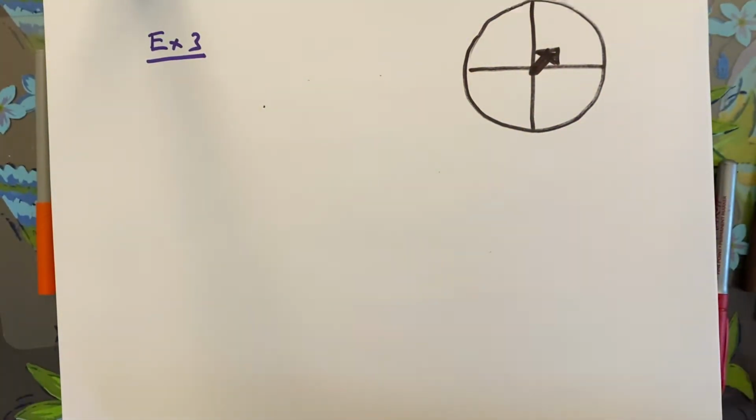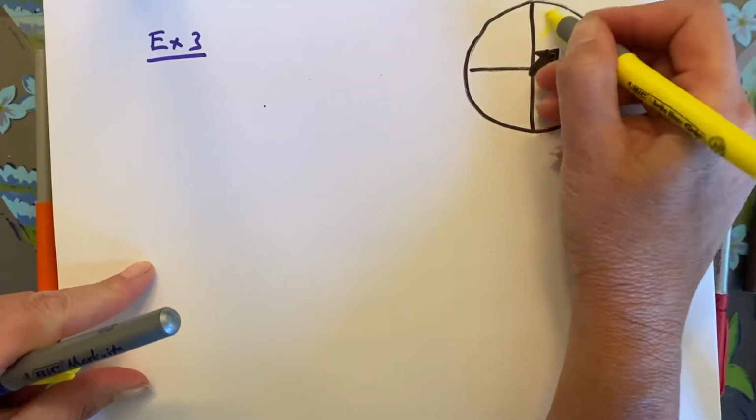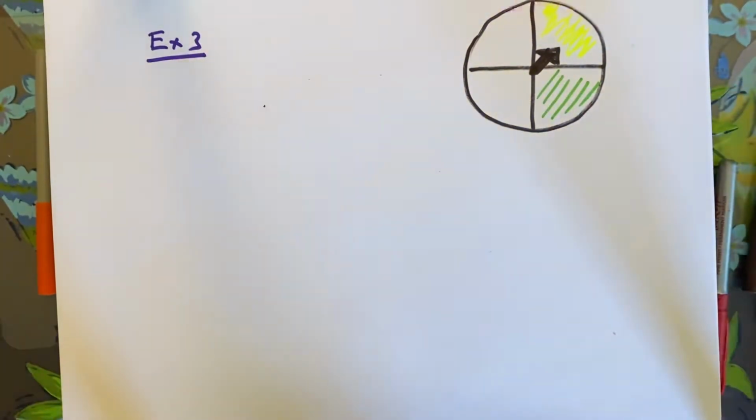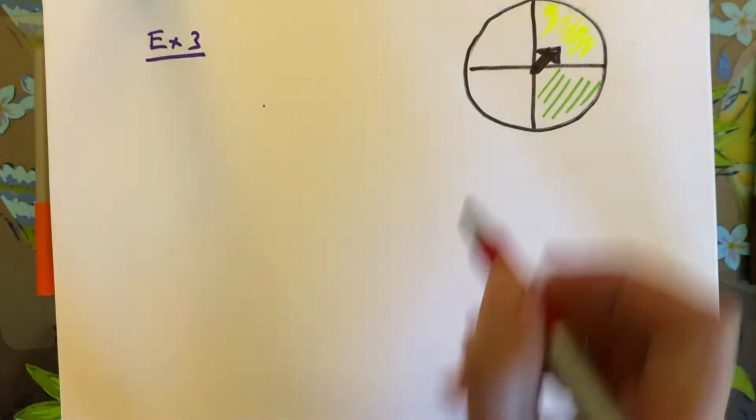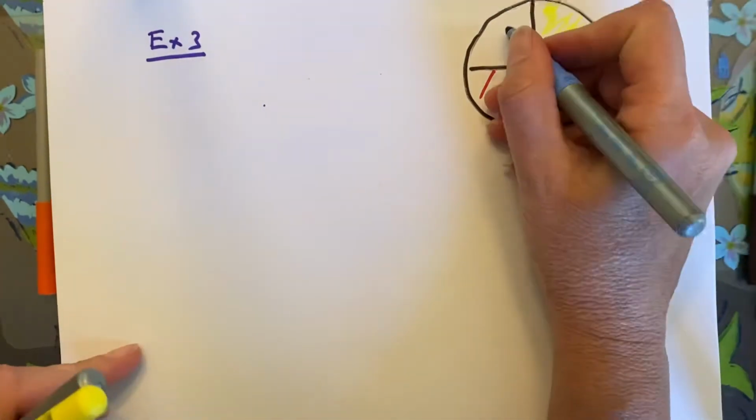And it can land on yellow, green, red, and blue. I guess they're calling that red. It looks more orange, but we'll still call it red. Where's my blue? Here it is. All right, so I've got my spinner set up.